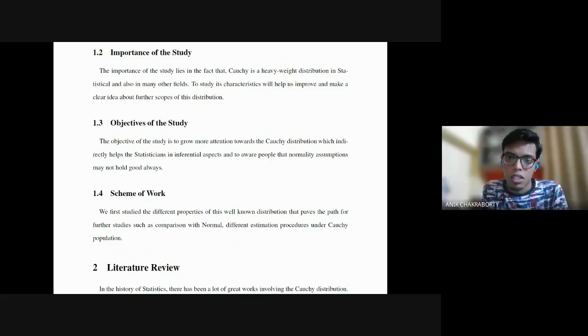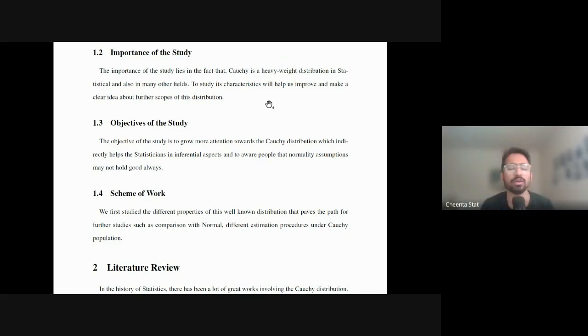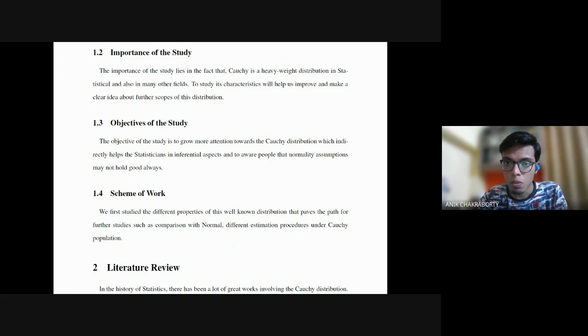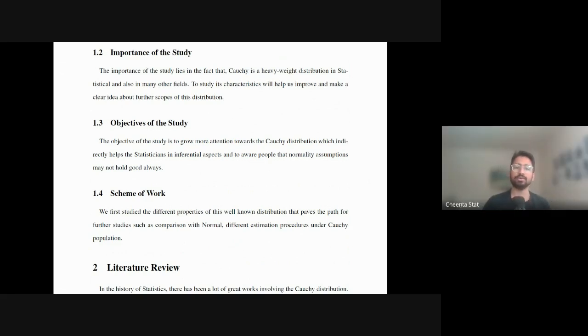Actually, I didn't mean it in this way. Okay, no worries. Maybe it's an extreme value distribution. I mainly focused on the importance. Cauchy is very important actually. Heavyweight means important. Okay, I understand.